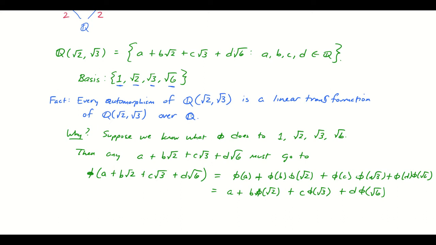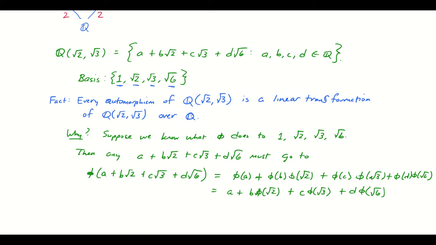Okay, so what this means is that I can think of phi as being a linear transformation of this vector space over the rationals, because, well, what happens when I apply my transformation to this linear combo of 1, root 2, root 3, and root 6? Well, I end up with that same linear combination of the image of 1, root 2, root 3, and root 6 under the transformation. So that's a nice illustration of the principle that phi has to be a linear transformation.